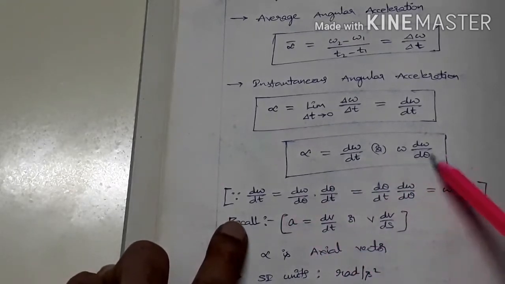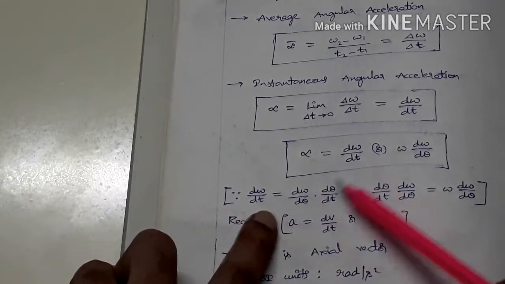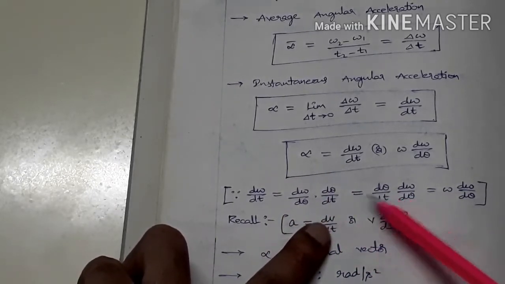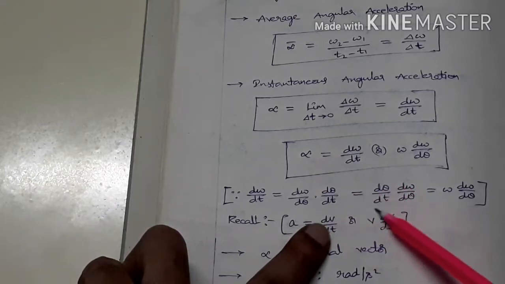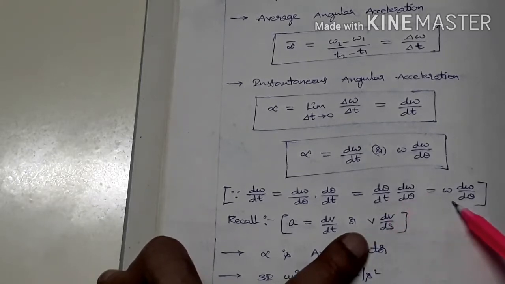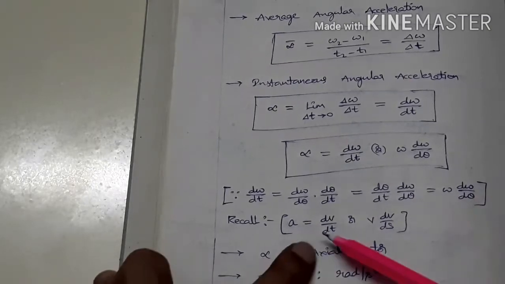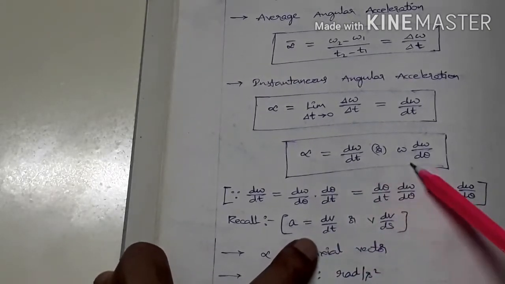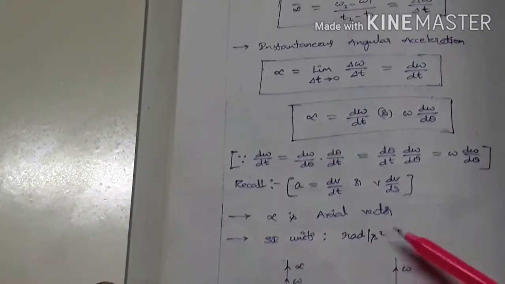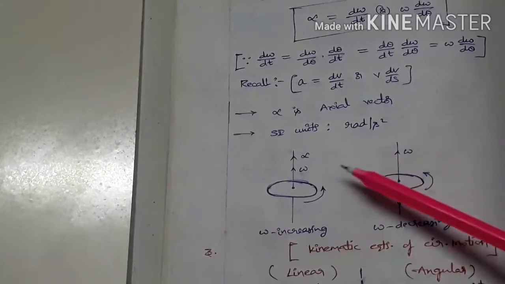One more thing here. How did you get this one, omega into d omega by d theta? Since d omega by dt, we can write this as d omega by d theta into d theta by dt, equal to d theta by dt into d omega by d theta. What is d theta by dt? Omega, angular displacement by time. So omega into d omega by d theta. So alpha equal to d omega by dt or omega d omega by d theta. Okay, so here alpha is axial vector. What are SI units for this? Alpha is radian per second square. Then what about the direction of alpha?